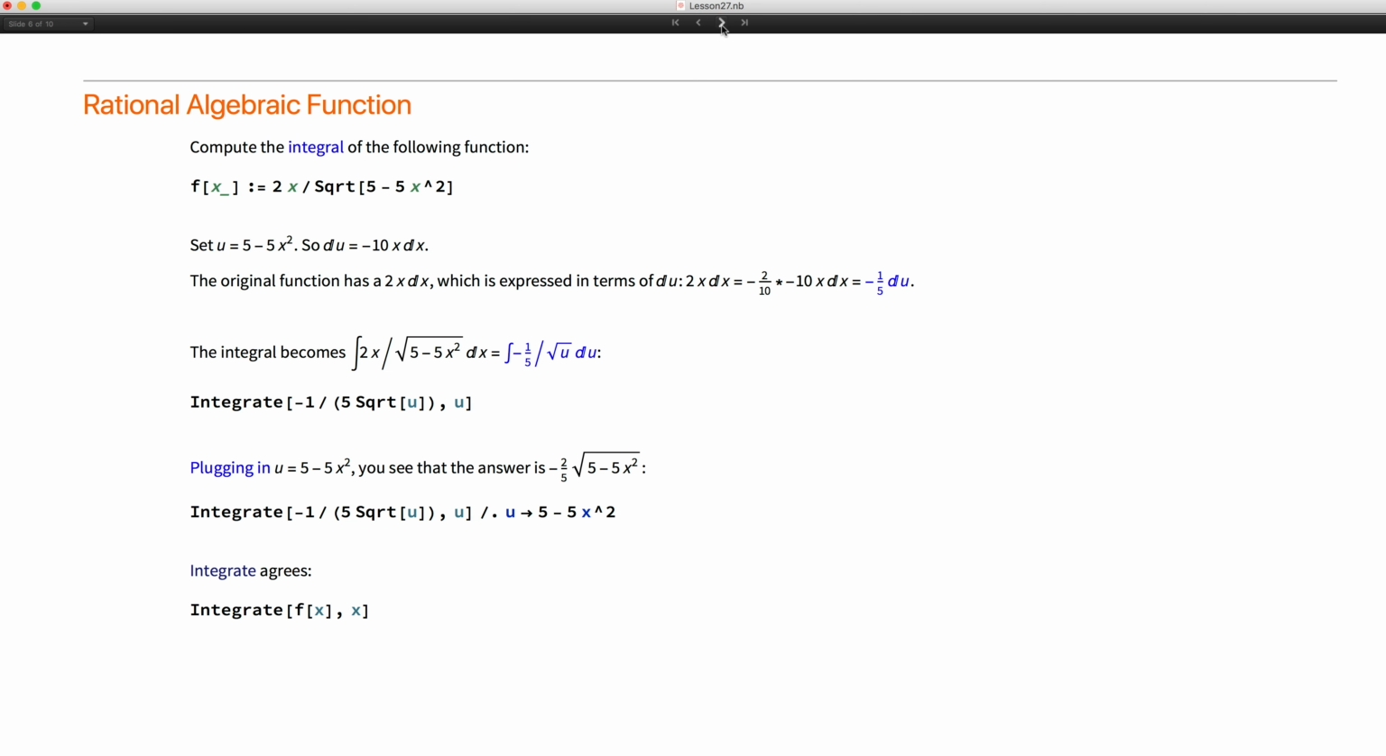So let's now go on to a slightly harder example where you have a kind of rational algebraic function.